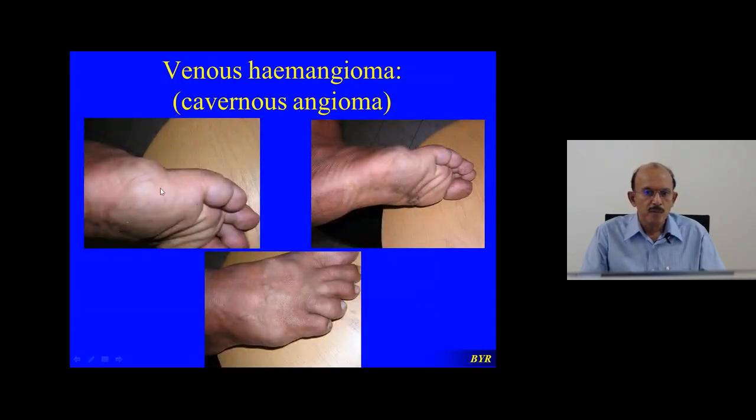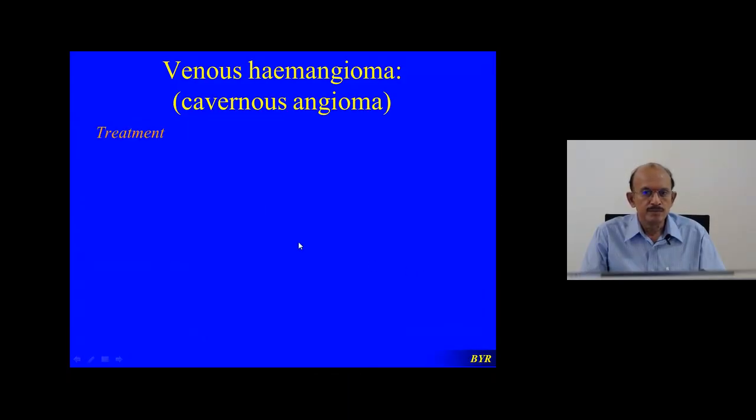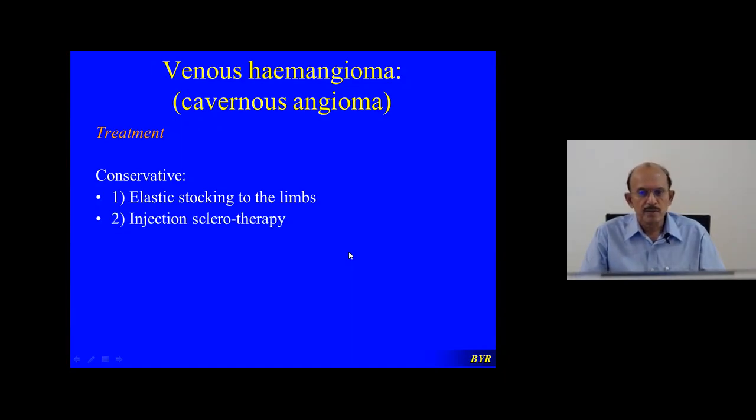You can see here, there is a mass of hemangioma. Similarly here. Treatment is conservative: elastic stockings to the limbs. That means you apply elastic compression bandages to the limbs, or you go for injection sclerotherapy. That means if some drugs are injected into the veins, they get thrombosed and later fibrosed. So this is called sclerosis. So this is called sclerotherapy.